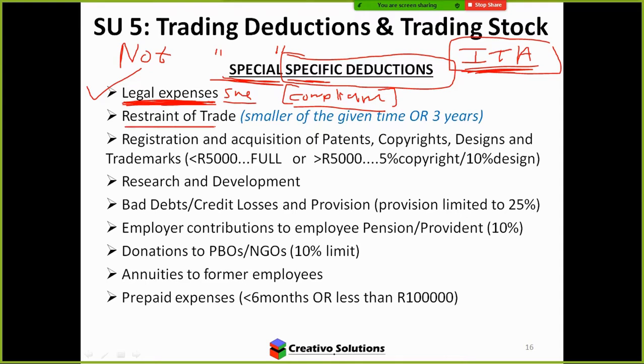Same with the restraint of trade. A restraint of trade means it's an expense. You're paying an employee to not go work for a competitor. Does that make sense? Yes. Okay, what is SARS going to say?